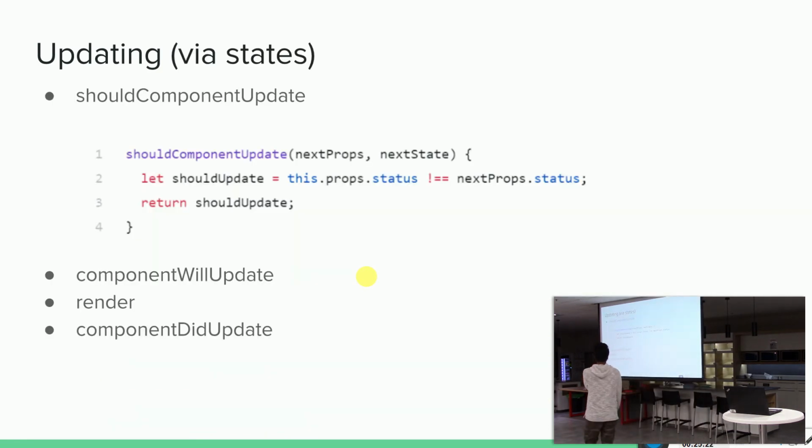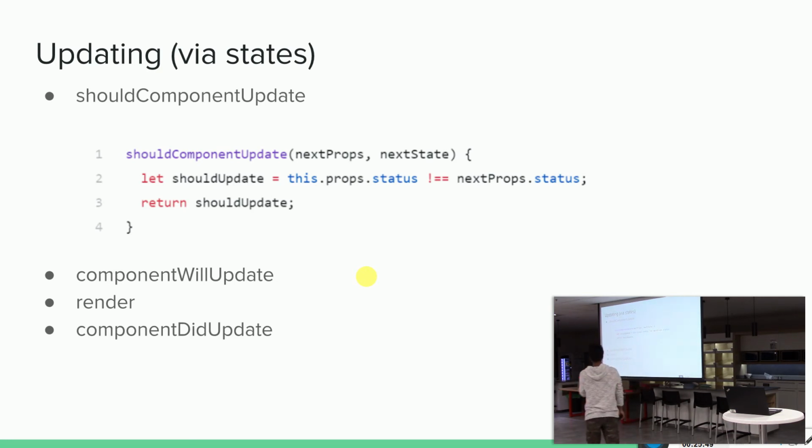If I talk about an example, in should component update you get the next prop and the next state, and obviously the component has not refreshed yet, so you still have access to the current prop and the current state. So you can compare them and then return. For example, should I update? If the state has not changed, then do not update. Do not do the heavy work. As simple as that.